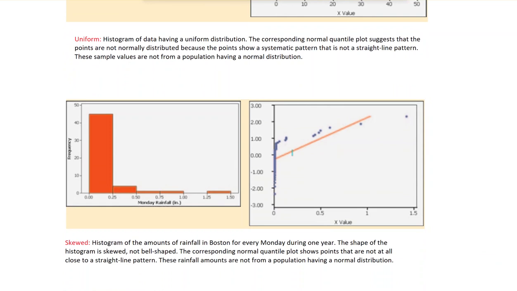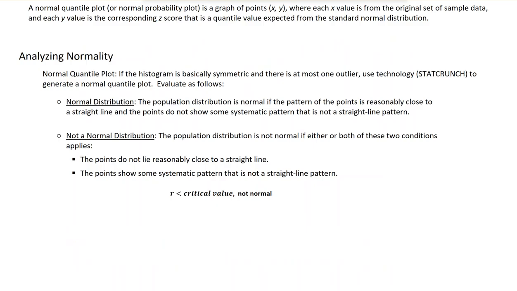So here I have that red line, and you'll notice that those blue dots don't really come close to lying on the line at all. And the histogram representing that data on the left is showing an obvious skewed data set. So we're going to use this idea to be able to assess the normalcy of our population data if I don't know whether or not the sample came from a population that was skewed.